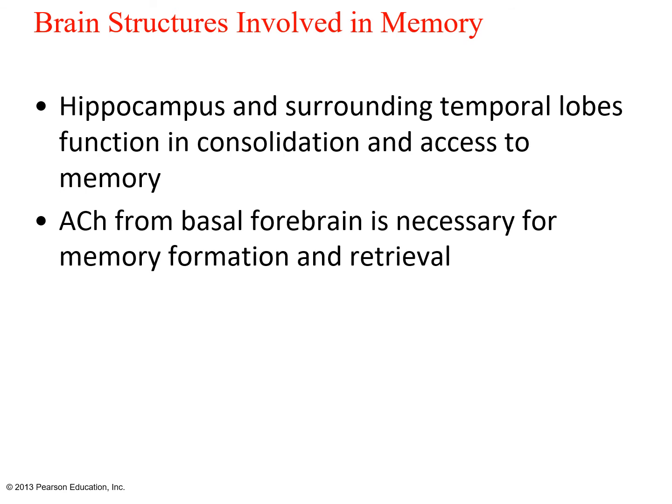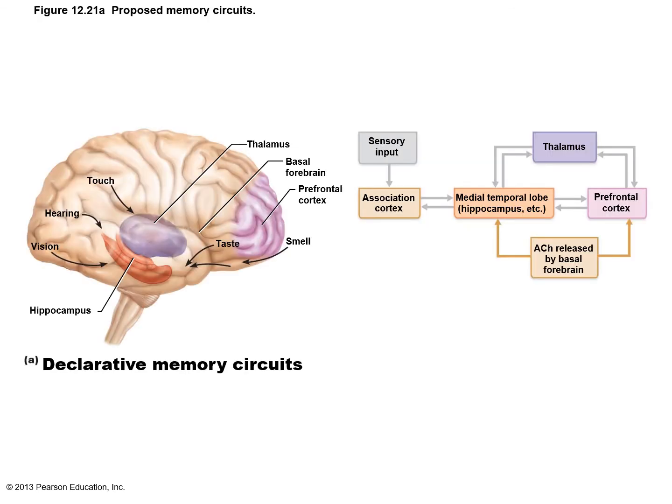Now in this case, acetylcholine from the basal forebrain is necessary for memory formation and retrieval. And so what we're talking about here is basically the memory that's involved in what's called declarative memory, which are things like facts or events. And so it's going to be acetylcholine that's necessary for the retrieval of these memories. So if we're talking about declarative memory circuits, these are going to be facts, anecdotes, memories of events, things that you recall on a conscious level or intend to recall.